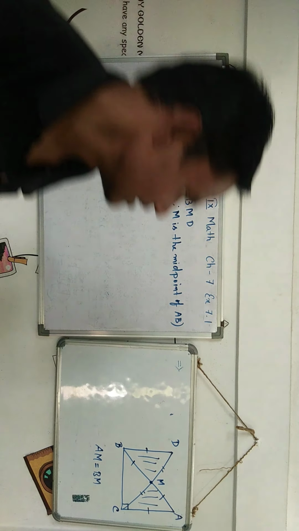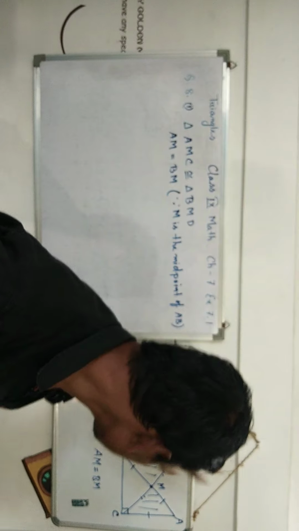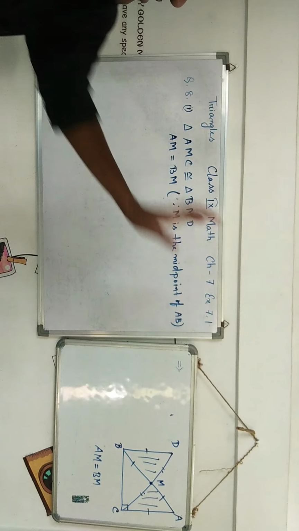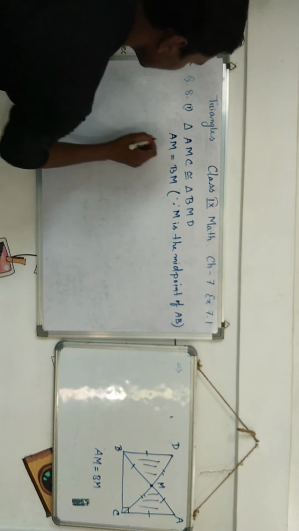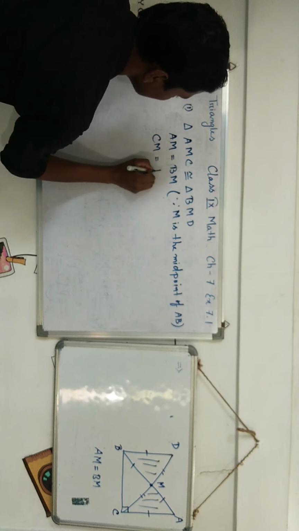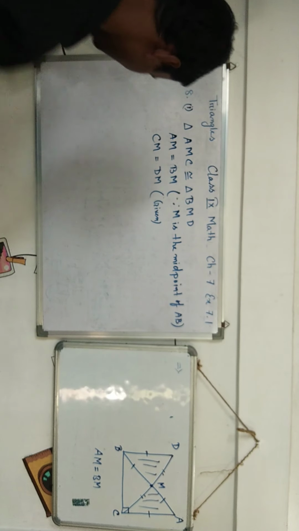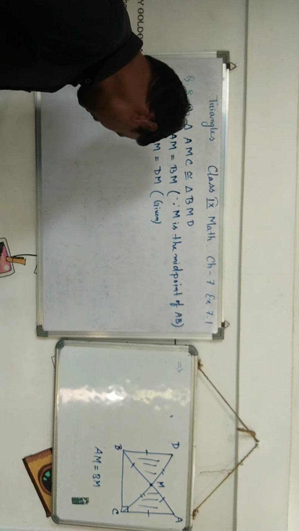One point is over. Next, CM is equal to DM. It is given. CM is in triangle AMC and DM is in triangle BMD. So CM is equal to DM.